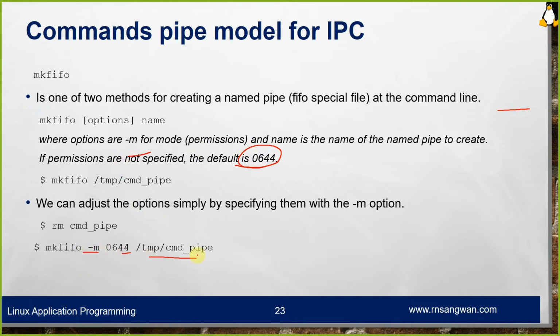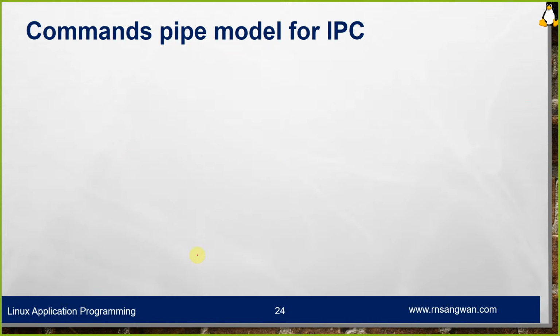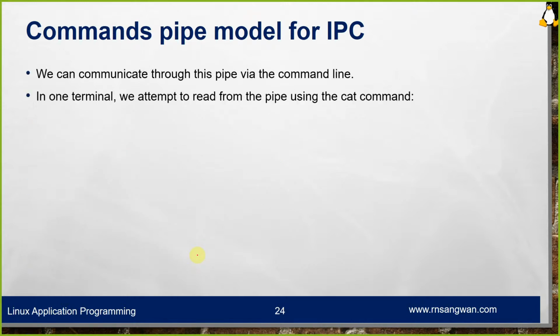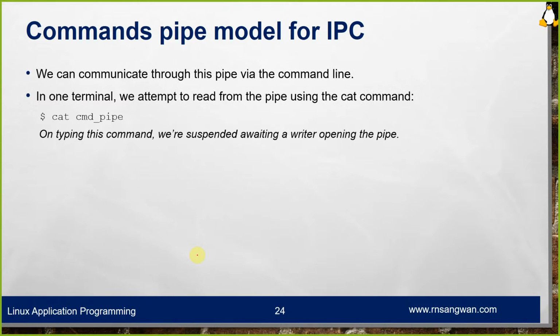It's as good as a simple file. If you notice, this is nothing more than a file. We are writing to the file, we are reading the file, but this file is of type pipe. We can communicate through this pipe via the command line. On one terminal, we attempt to read from the pipe using the cat command, cat file name. On typing this command, we are suspended, waiting for a writer to open the pipe. That means you have to open another terminal window, write to this file, and then you will be reading that.